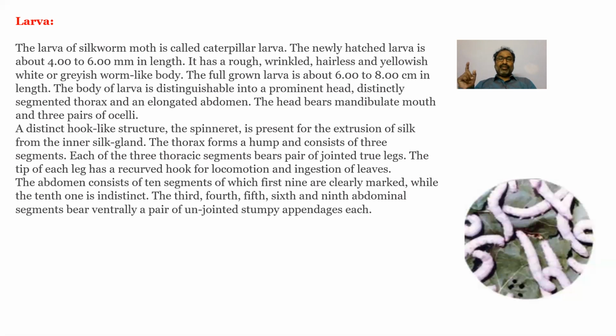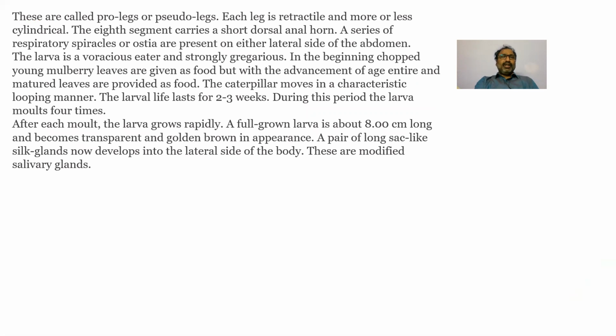The third, fourth, fifth, sixth and ninth abdominal segments bear ventrally a pair of unjointed stumpy appendages. From these it will locomote on the surface of the leaves. These are called prolegs.